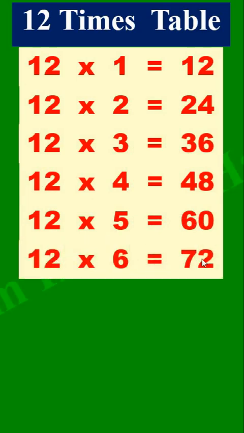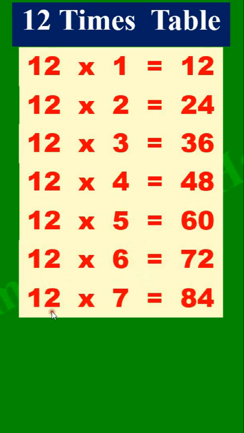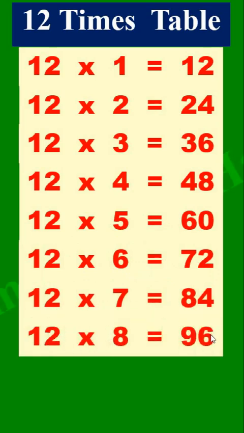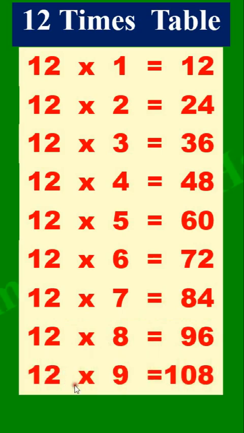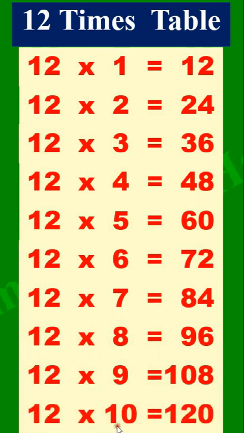12 times 6 is equal to 72. 12 times 7 is equal to 84. 12 times 8 is equal to 96. 12 times 9 is equal to 108. 12 times 10 is equal to 120.